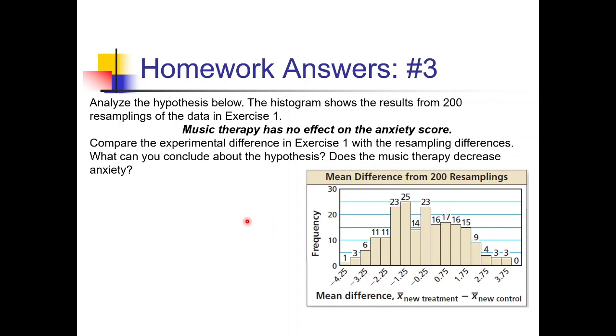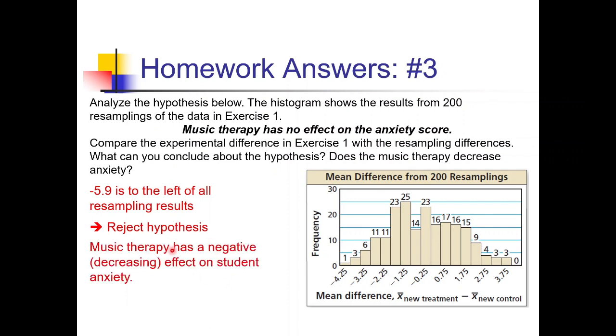The value that we got initially, the negative 5.9, that is way to the left of all of this stuff. Because it's so far to the left, it is unlikely we would just randomly get this by chance. There has to be something significant to the treatment. So this allows us to reject this Debbie Downer hypothesis that music therapy has no effect. And that means that we can conclude music therapy has a negative, which is to say a decreasing effect on student anxiety.